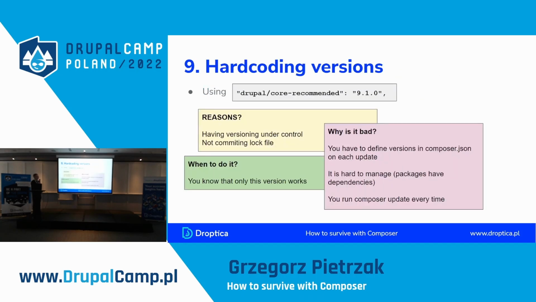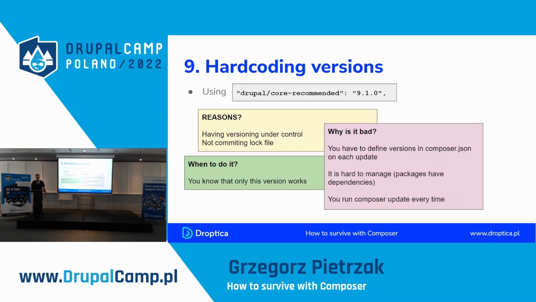Point 9 is hard coding your versions. We had a lot of fights in Droptica about that: whether we should use versions like 9.10 and not version constraints, for example greater than 9.10, or some version ranges. When you use hard-coded versions and do composer update, you will get exactly this version and not the latest one, or the one declared by your version range.